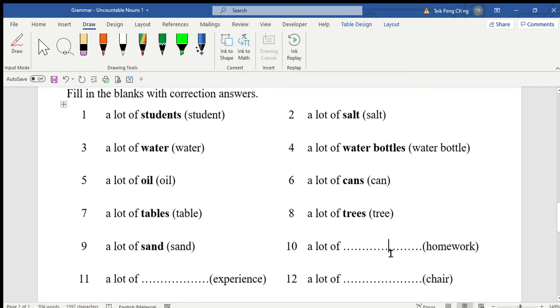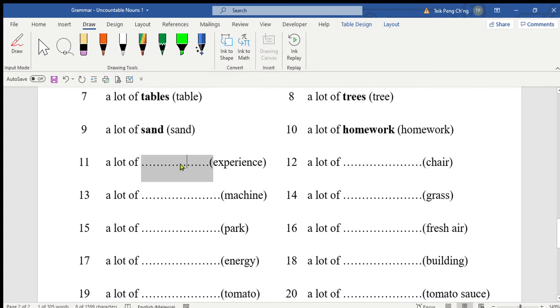Okay, number 10. A lot of homework. Homework, kerja rumah, is uncountable. 11. A lot of experience. Pengalaman. Pengalaman adalah tak boleh dikira, ya. Uncountable. So a lot of experience.